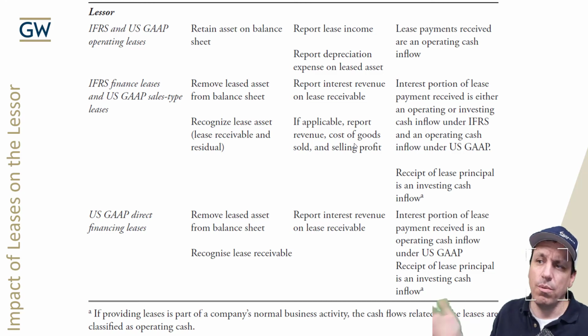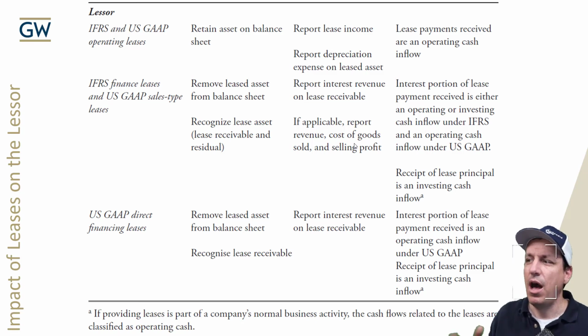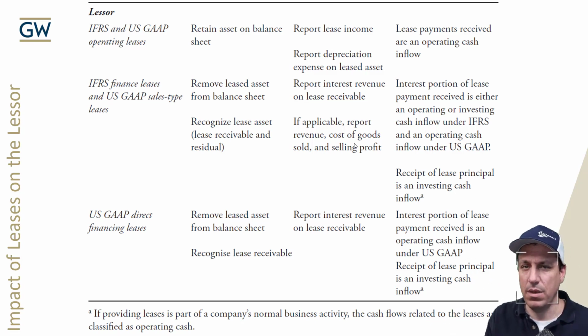And if applicable, you would report revenue or cost of goods sold and selling profit associated with this lease. The interest portion of the lease payment received is reported as either an operating or investing cash flow under IFRS and an operating cash flow under US GAAP. US GAAP for interest is basically always going to be an operating cash flow. IFRS, they give you two options.